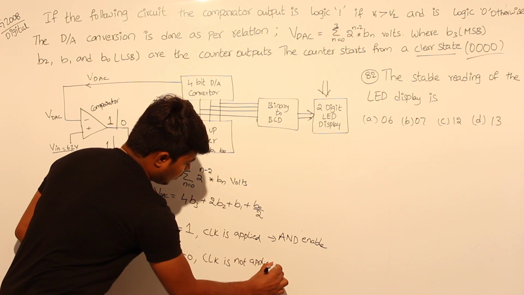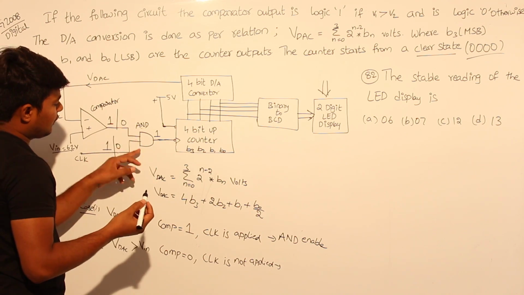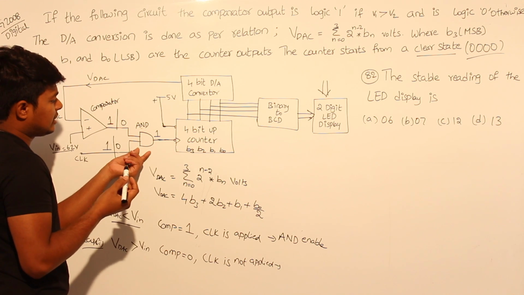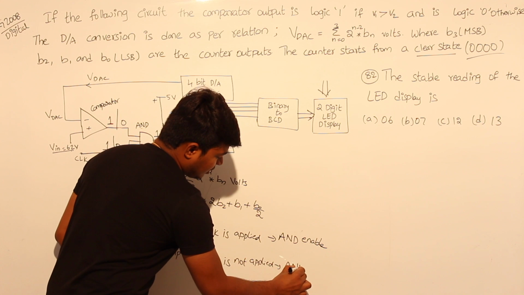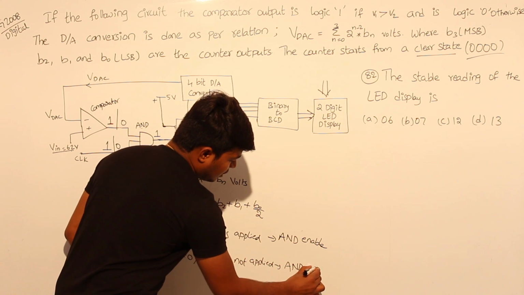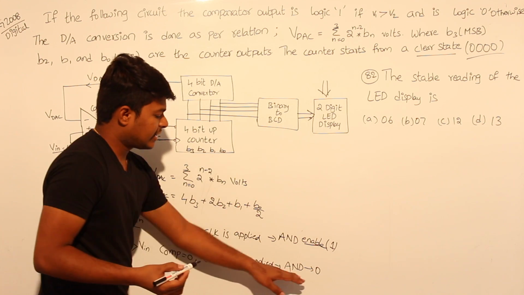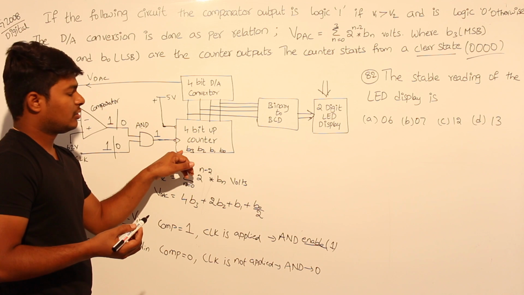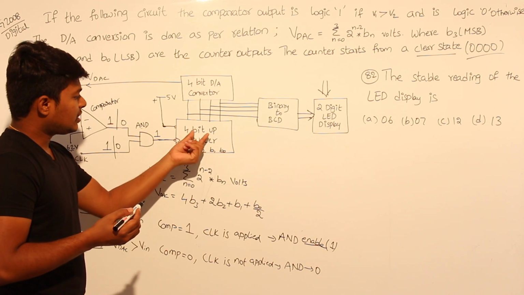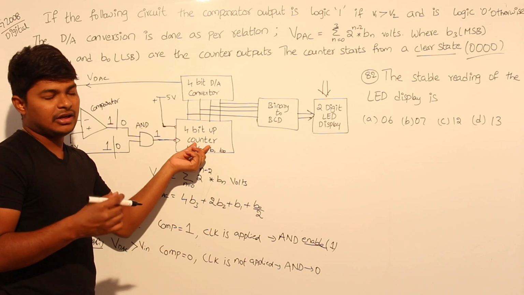Now, if any one of the inputs for this AND gate is 0, the AND gate will be disabled, meaning the output of the AND gate is 0. Enable here means the output of the AND gate is 1. So the AND gate output will be 0. No signal is given to this counter. Whenever this up counter is stable, the clock will not be incremented.